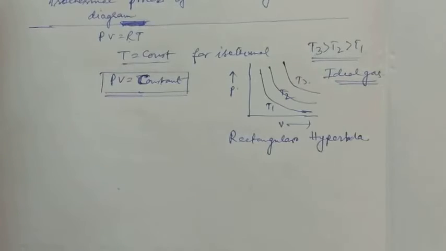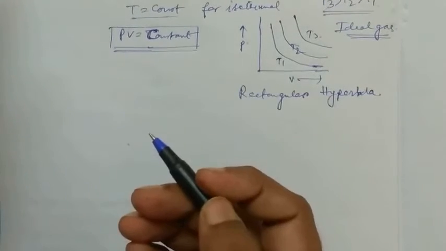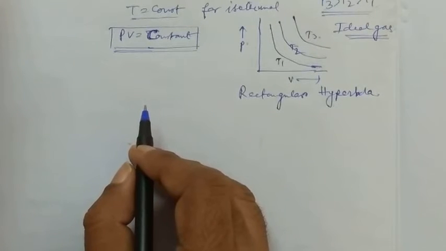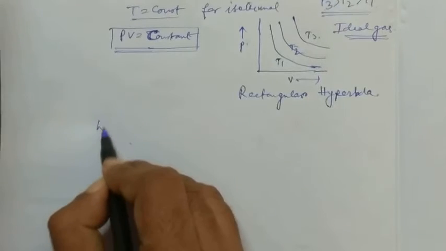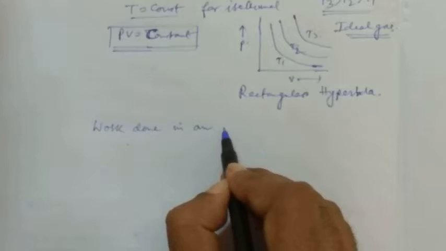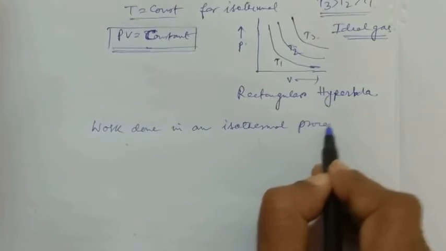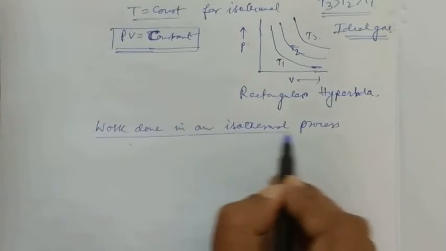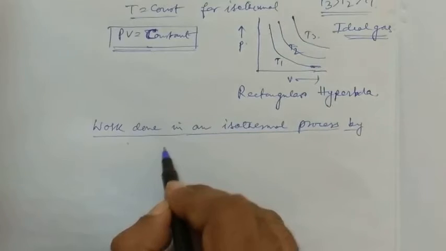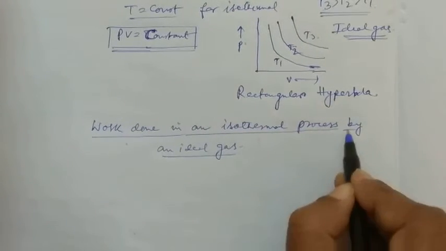Now, one very important derivation formula that we have to learn by heart is the work done by an ideal gas in an isothermal process. I write here: work done in an isothermal process by an ideal gas.